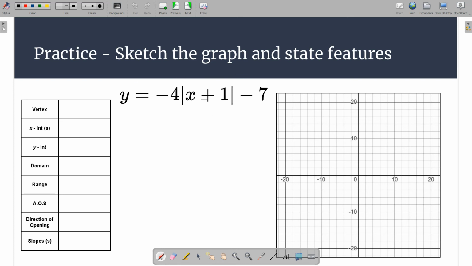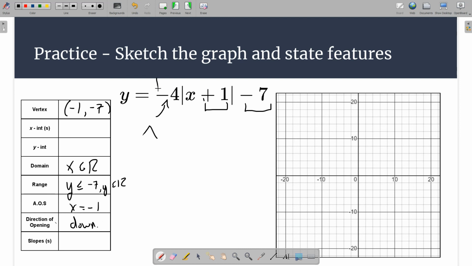I can see here that my horizontal translation and vertical translation are -1 and -7 respectively. Going to skip my intercepts for now. Domain, x is real. For my range, I'm going to be opening downwards, so my function is going to look like that. So I'm going to have y is less than or equal to -7, y is real. Axis of symmetry, x is equal to -1. Direction of opening is going to be downwards because of this negative in front of the vertical stretch. And the slopes are going to be plus or minus 4.